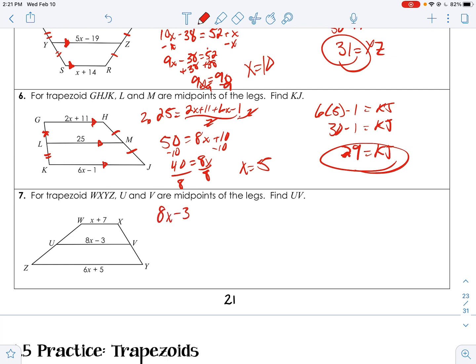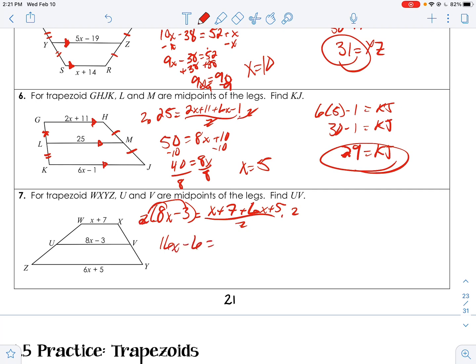Notice the repetition and what's happening. Learn where to plug stuff in. 8x minus 3 equals x plus 7 plus 6x plus 5, all divided by 2. We multiply it by 2 on both sides, the whole thing, so it distributes, in case you missed that earlier.